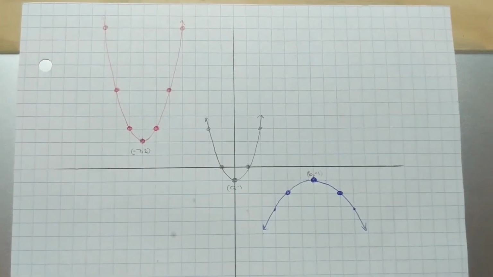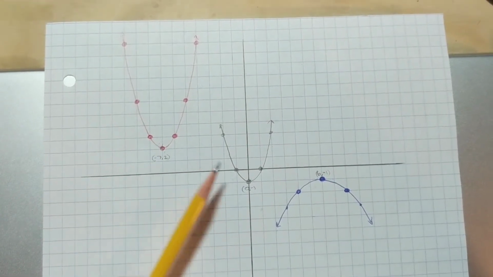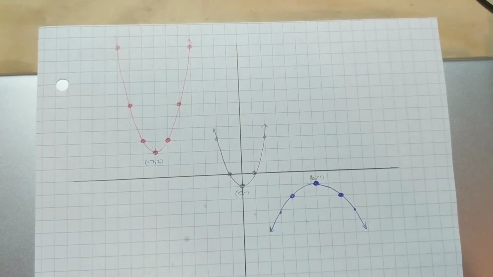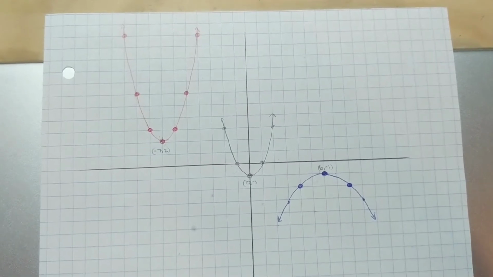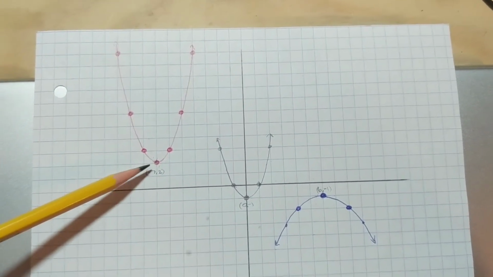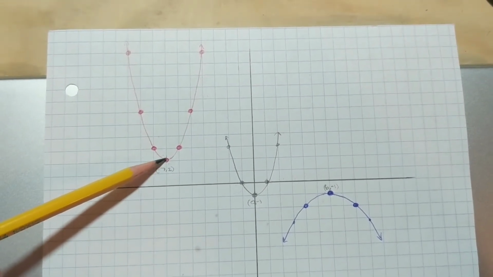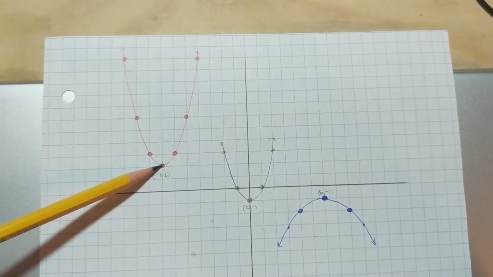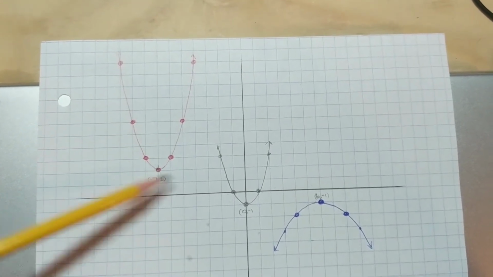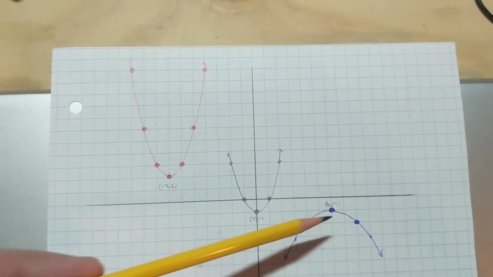Alright, what we have here are three parabolas. We have this red parabola, this gray parabola, and this blue parabola. Now in our recent assignment, we talked about a few things, one of them being the vertex of a parabola. A lot of you described the vertex as being a point that is at the very bottom or the very top of a parabola, so the minimum or the maximum.